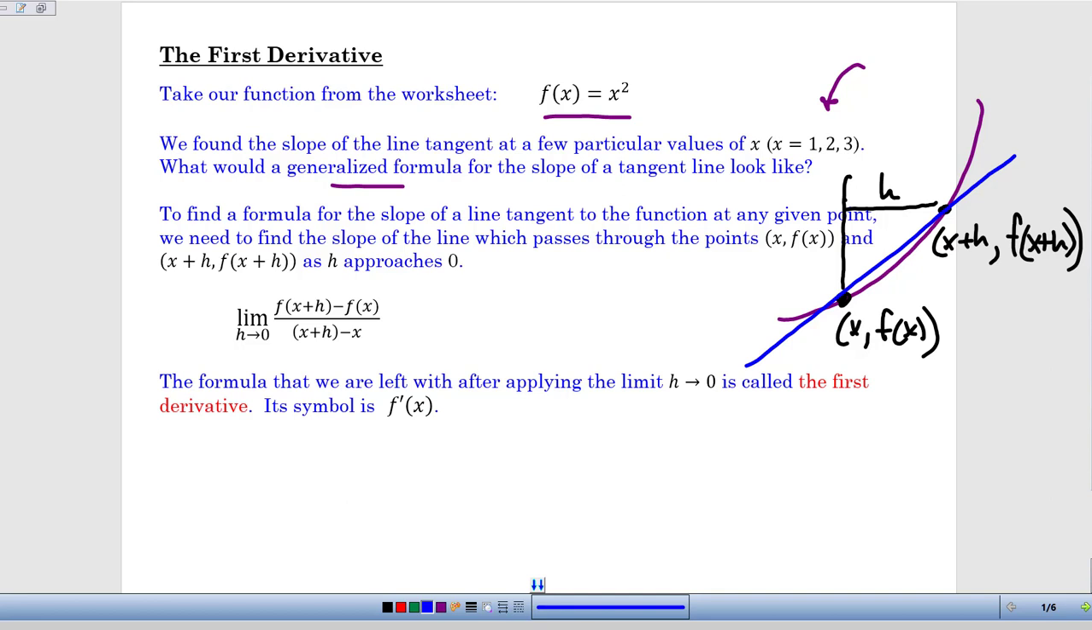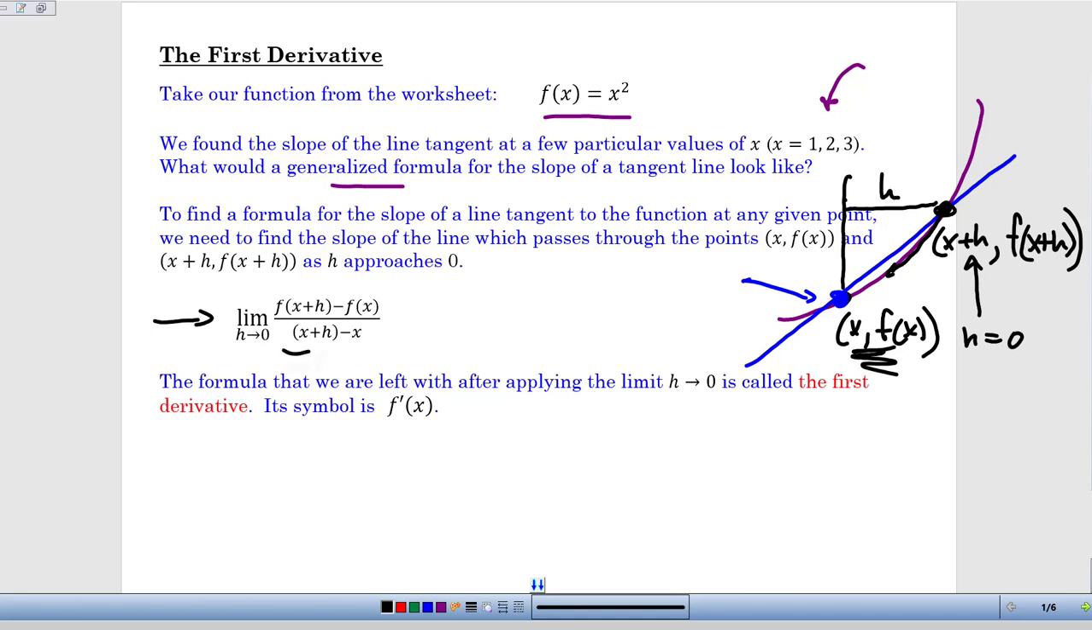Now, as it's drawn right now, that is not a tangent line. It travels through 2 points on the curve. We want the slope of the line that travels just through that point right there. So what that means is we have to take this point at x plus h, f of x plus h, and move it so that it's closer and closer to the actual point that we're interested in, the one that's right here. Which means we're making this value h smaller and smaller until eventually h equals 0. And that's what we see here in this limit statement.